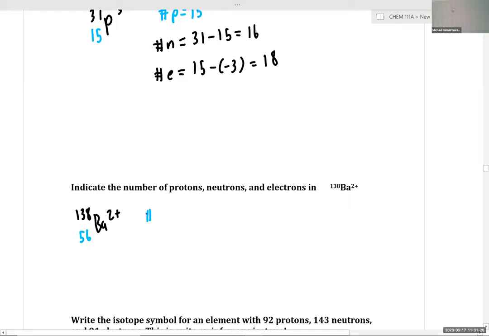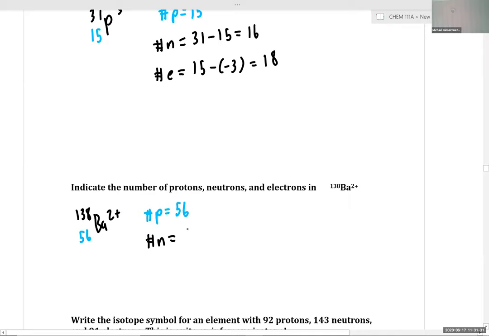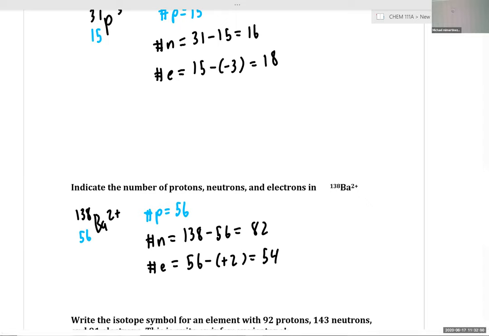So we know that our number of protons is equal to 56. Our number of neutrons is equal to our mass number, which is 138, minus our atomic number, which is 56, which gives us 82 neutrons. And our number of electrons is equal to our number of protons minus the charge, which gives us 54 electrons. Does this make sense to everyone so far? Any questions so far?